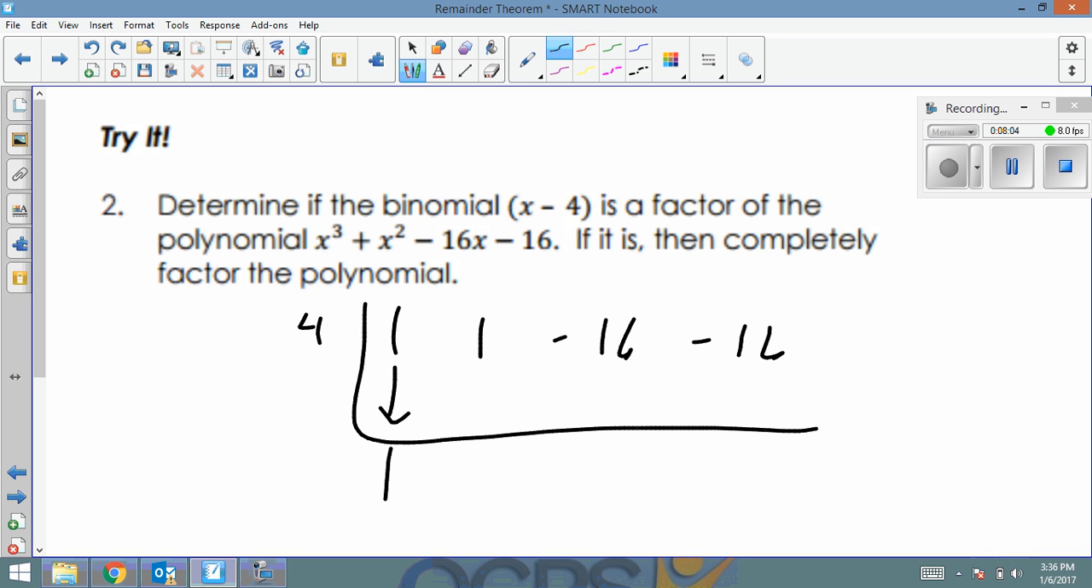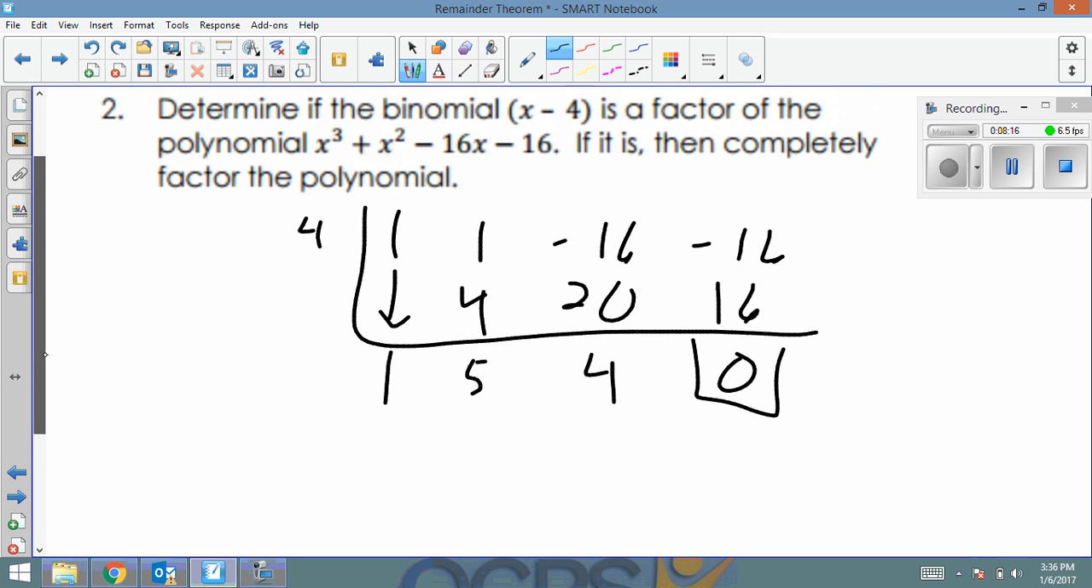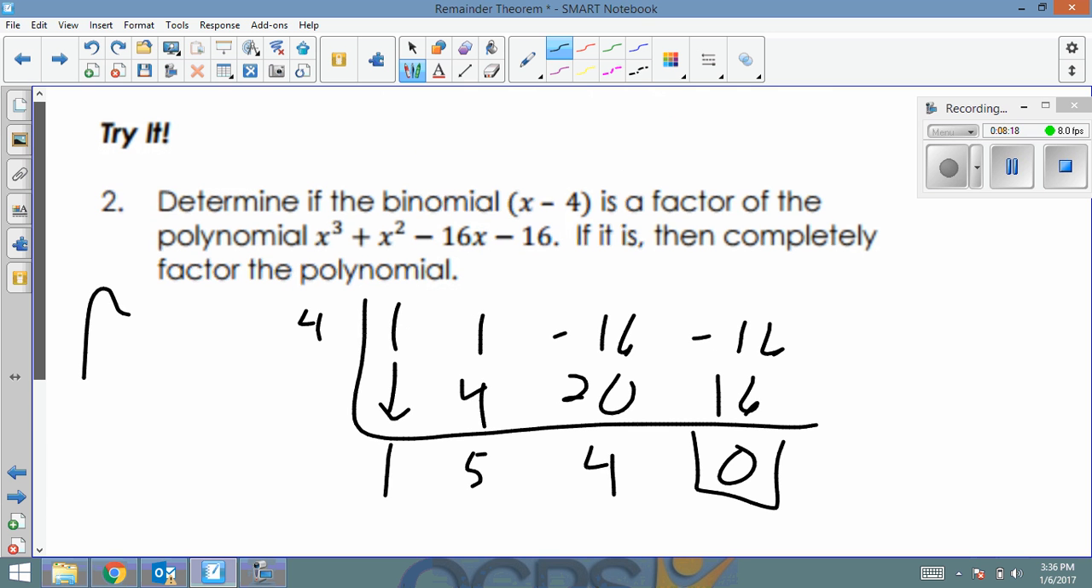Bring down our 1. 1 times 4 is 4. That gives me 5. 20 gives me 4. 4 times 4 is 16. Gives me a remainder of 0. So x minus 4 is a factor. Okay, so x minus 4 is a factor.